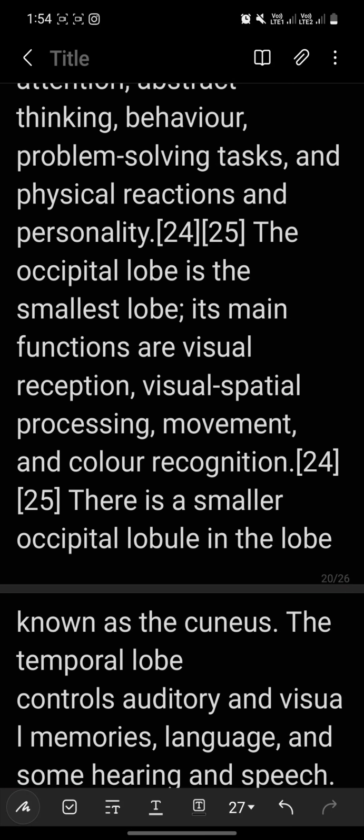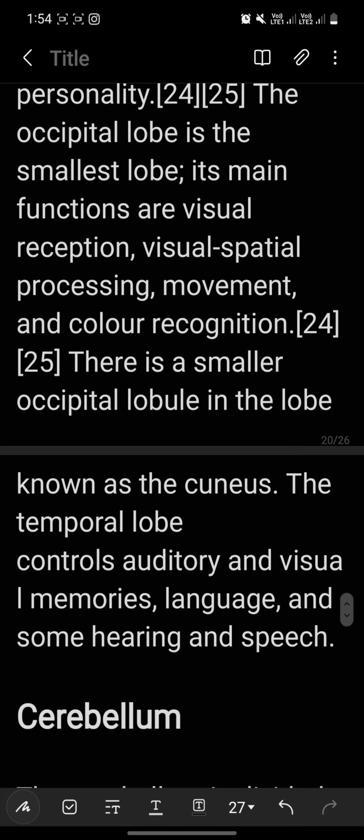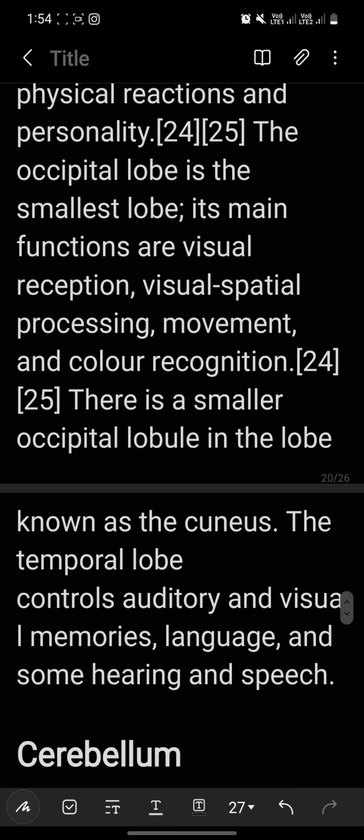The temporal lobe controls auditory and visual memories, language, and some hearing and speech.